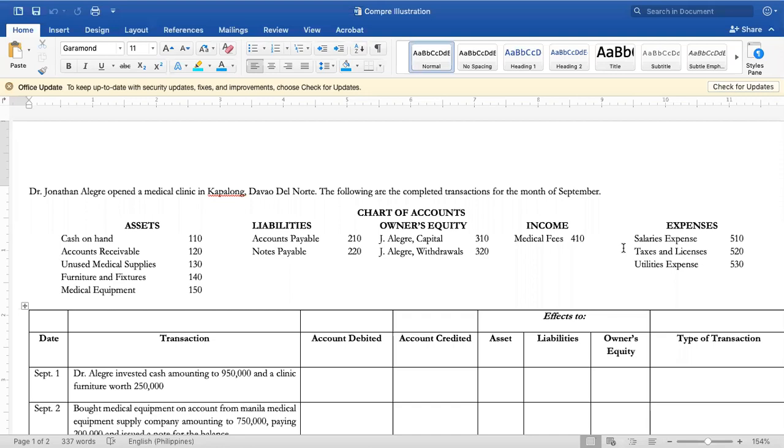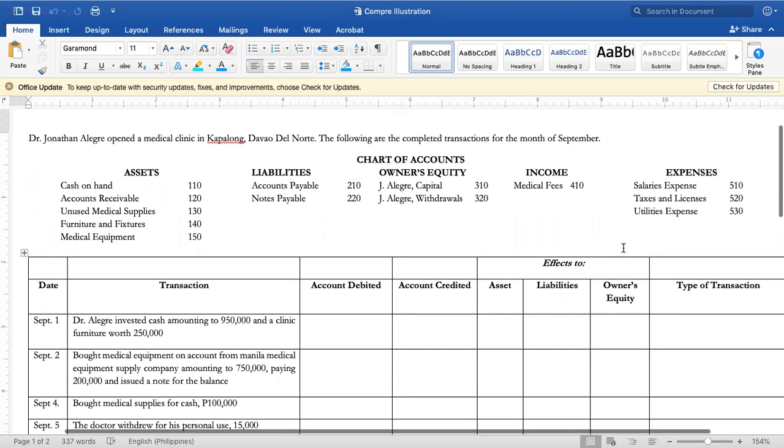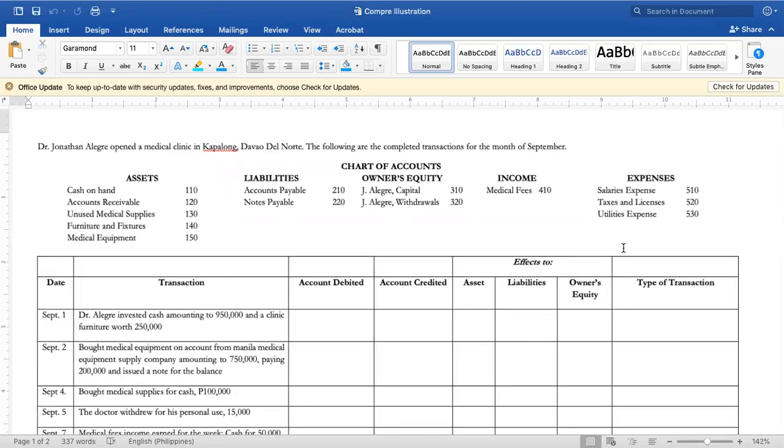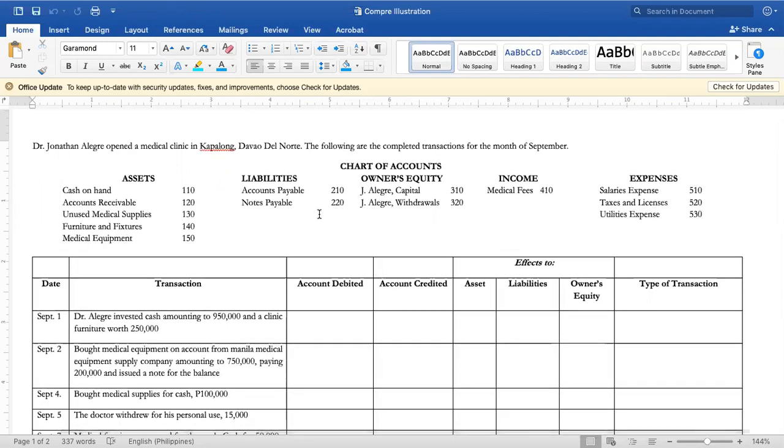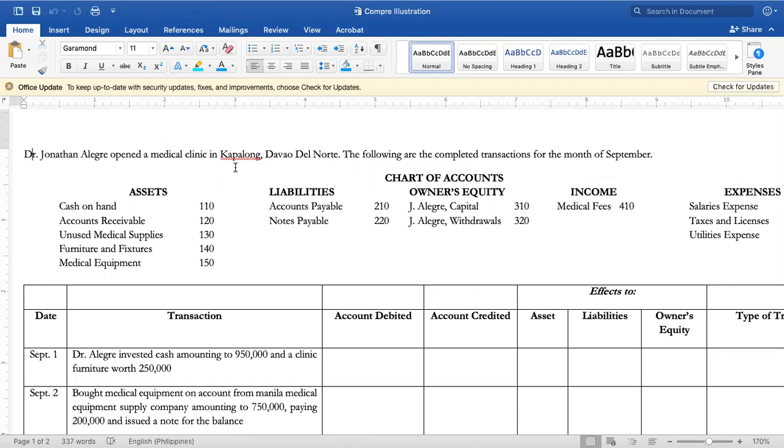Okay, so this is the transaction. This is a sample problem, a comprehensive illustration. This is a business owned by Dr. Jonathan Alegre. Dr. Jonathan Alegre opened a medical clinic in Capulong, Davao del Norte. So the business is the medical clinic in Capulong, a clinic owned by Dr. Jonathan Alegre. The following are completed transactions for the month of September.